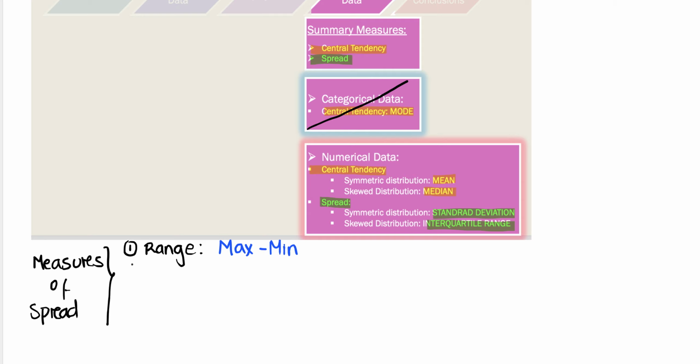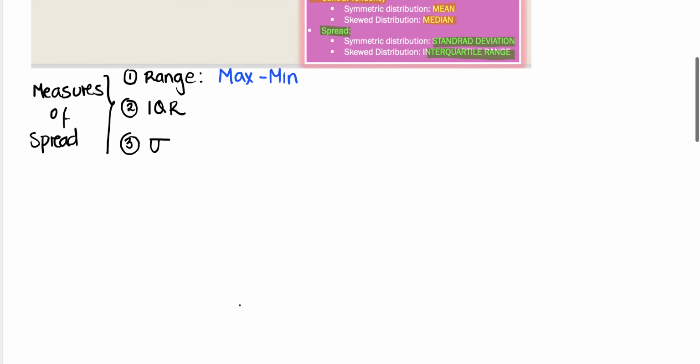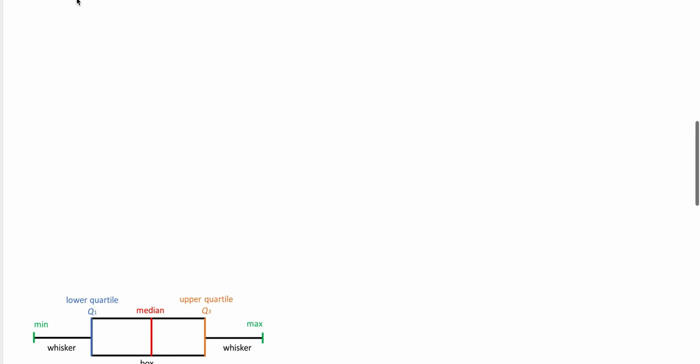The second measure of spread that we're going to talk about is the one that is written here. Interquartile range. I'm going to write the abbreviation, which is IQR. And the third measure of spread that we're going to talk about is standard deviation. The symbol for standard deviation is a sigma. It's like this. So I'm going to explain these ones here. So let's take this one first.